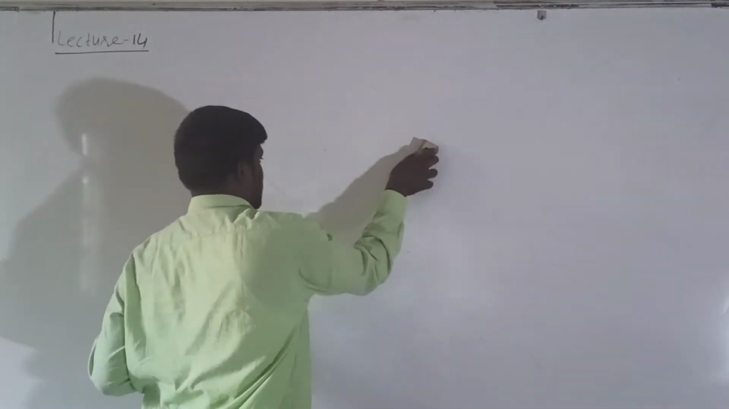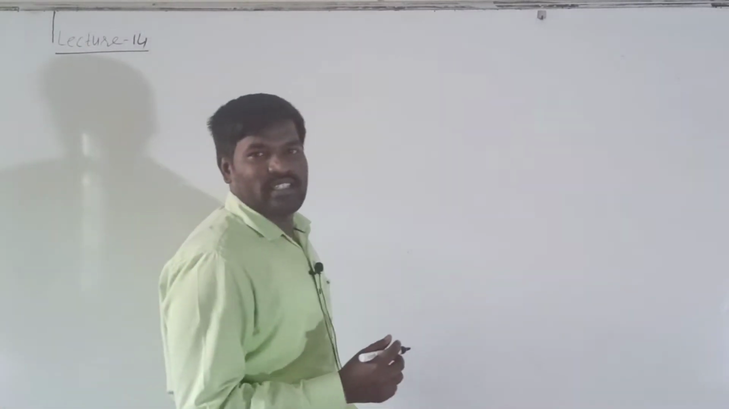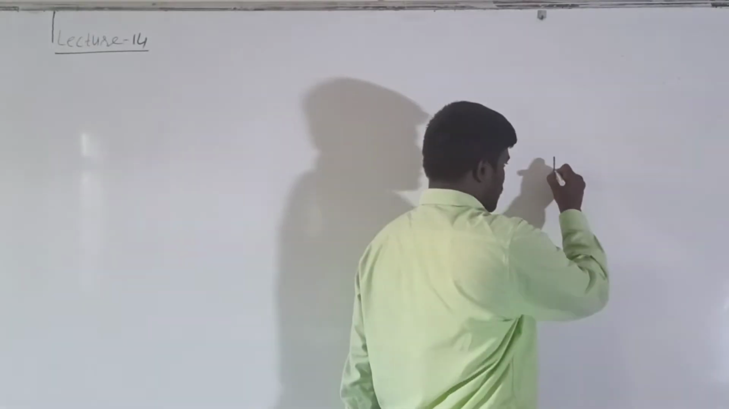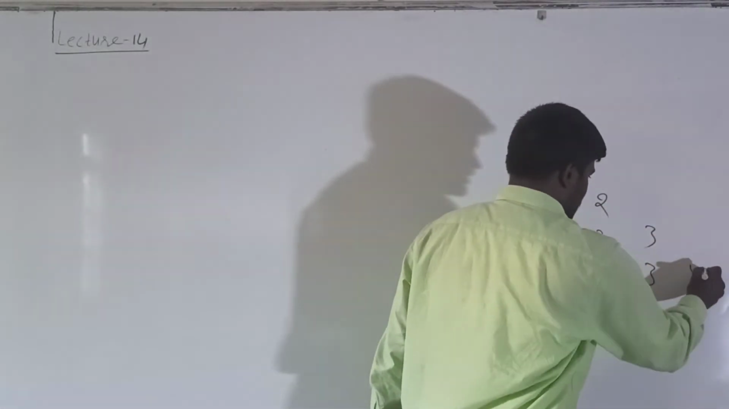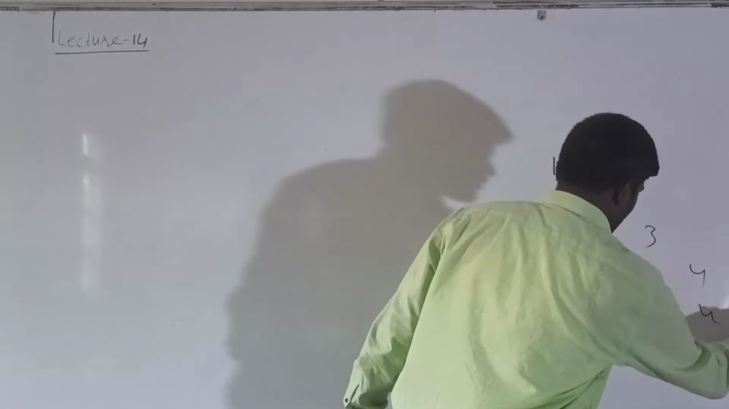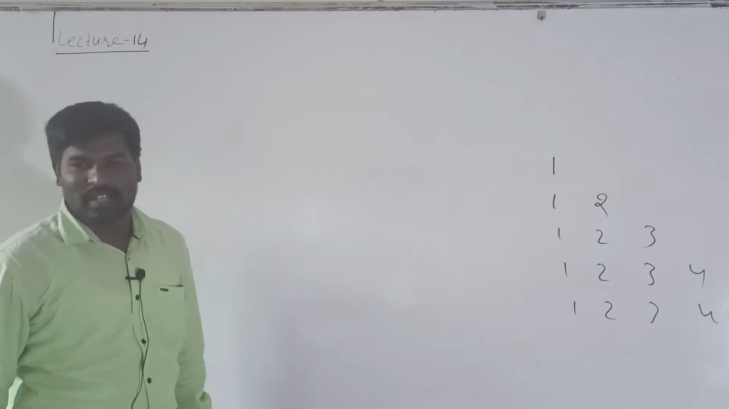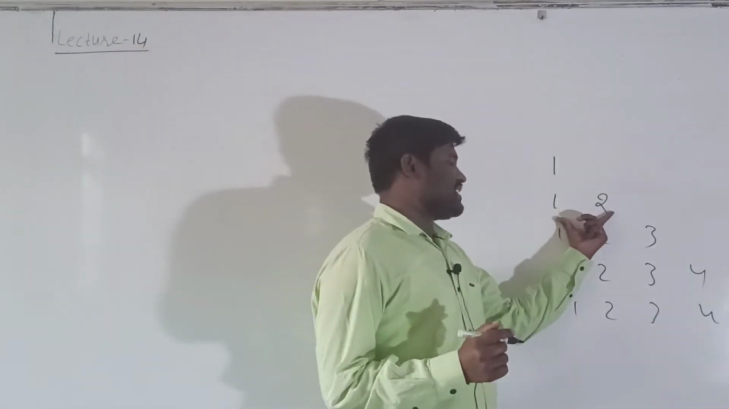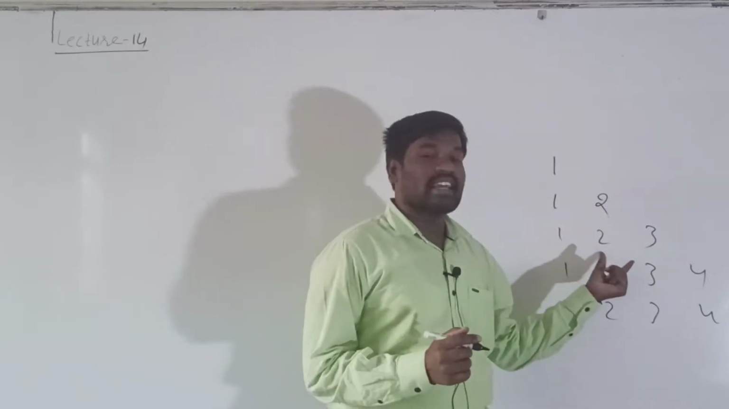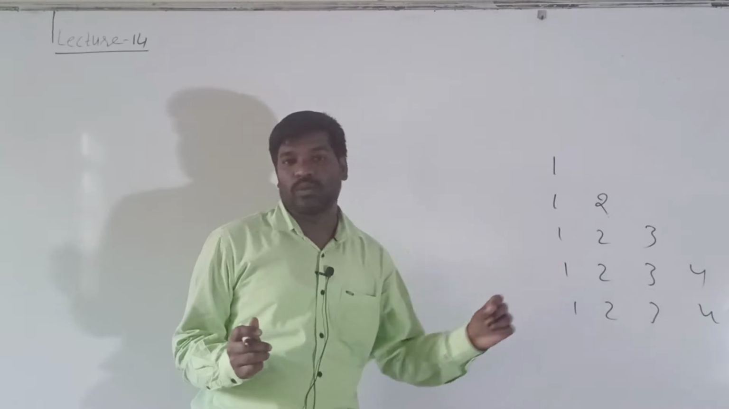Example: write a program to print the following pattern: 1, 1 2, 1 2 3, 1 2 3 4, 1 2 3 4 5. So this is the pattern. In the first line it will print only 1. In the second line 1 2, third line 1 2 3, fourth line 1 2 3 4, fifth line 1 2 3 4 5.